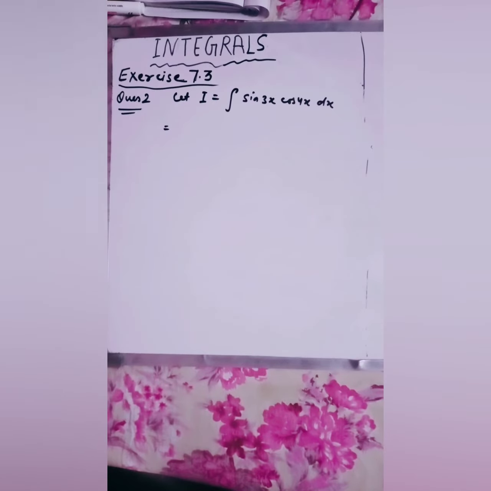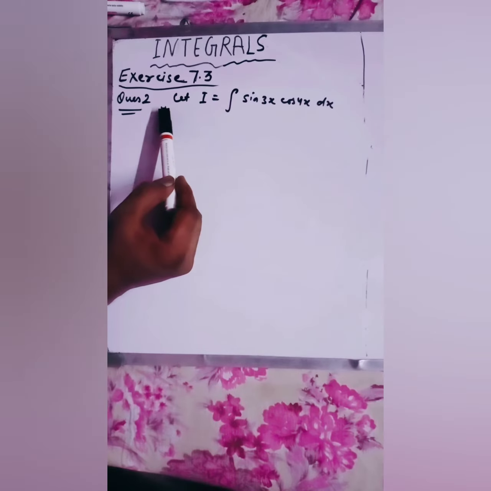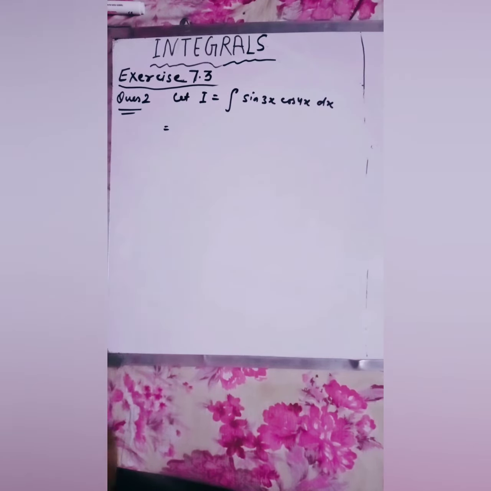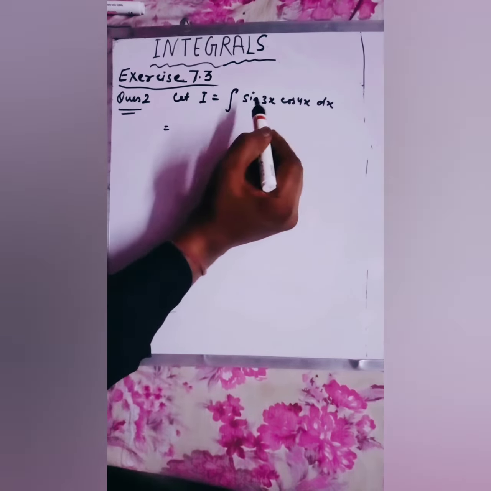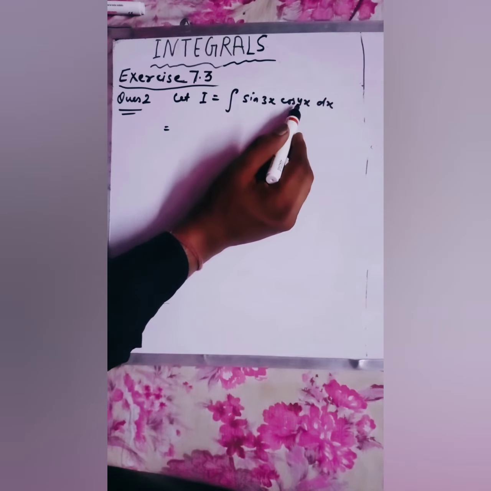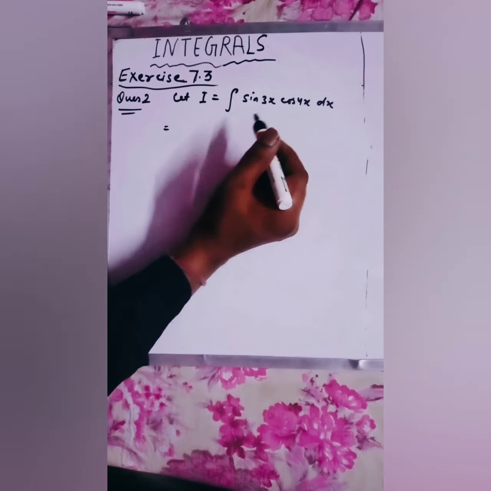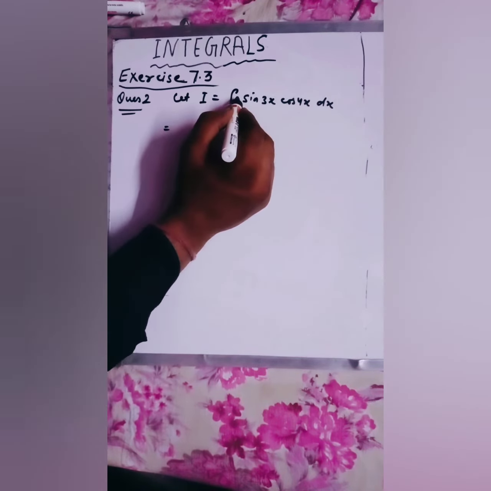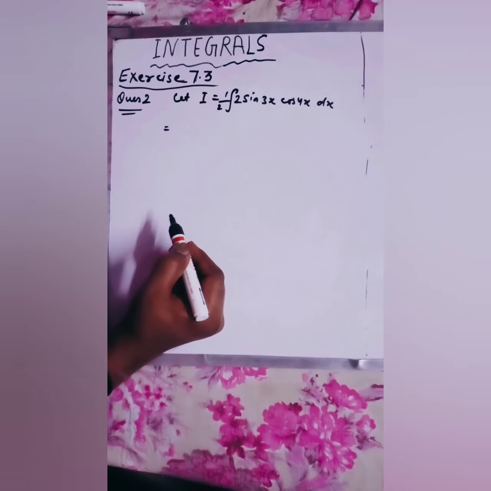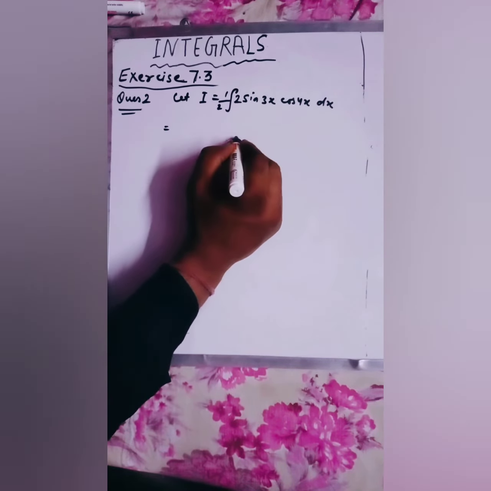Now this is our second question, question number 2 of the same exercise. Here we have to find the integral of sine 3x and cos 4x. What you have to do here is multiply this integral by 2 and divide by half.